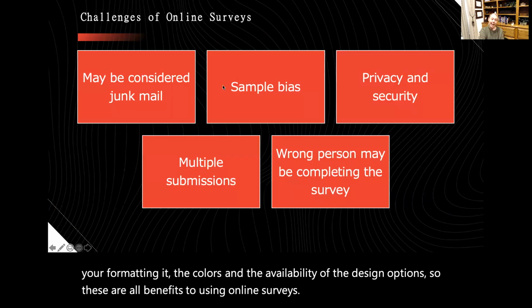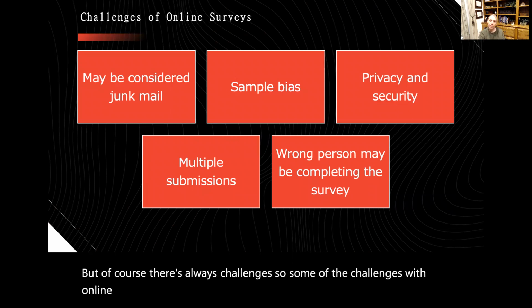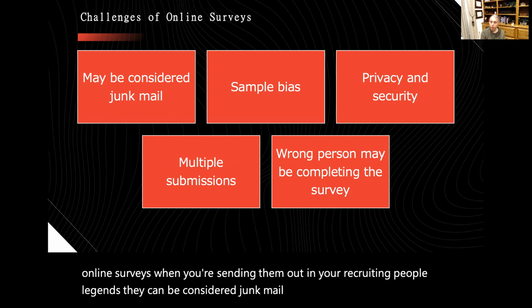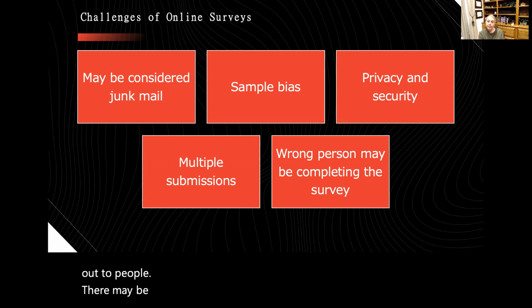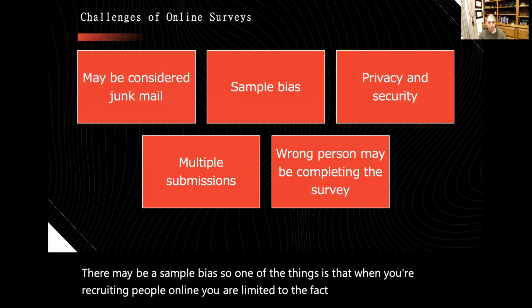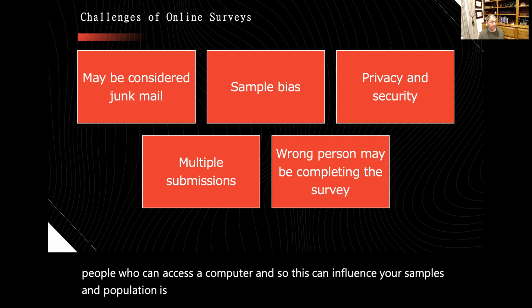But of course, there are always challenges. Some of the challenges with online surveys: when you're sending them out and you're recruiting people, a lot of times they can be considered junk mail, especially if they're coming from a distribution list or you're using the software program itself to reach out to people. There may be a sample bias. When you're recruiting people online, you are limited to asking people who can access a computer, and so this can influence your sample. This can be used for your population. Is it representative? Is there a bias in the sampling?